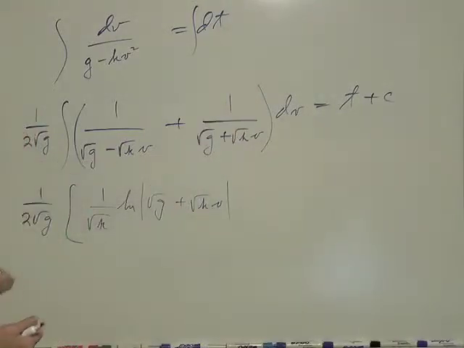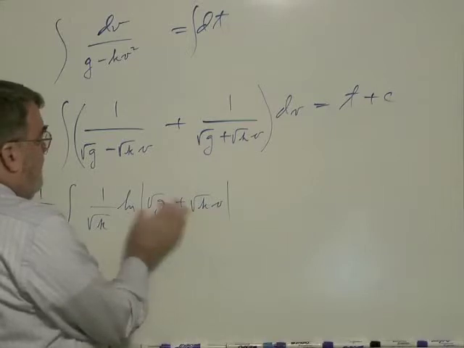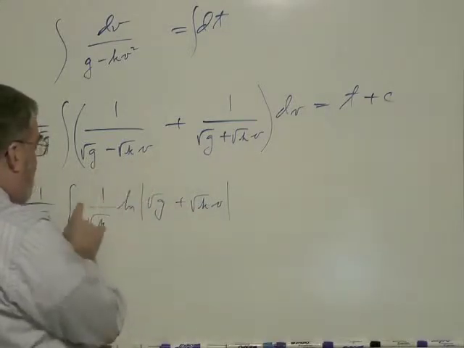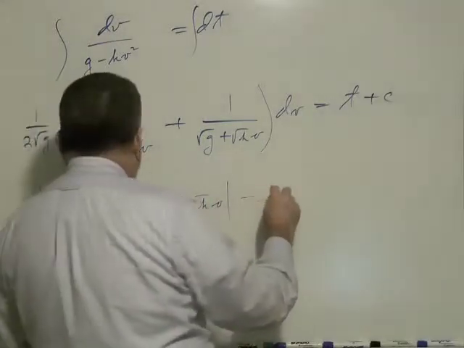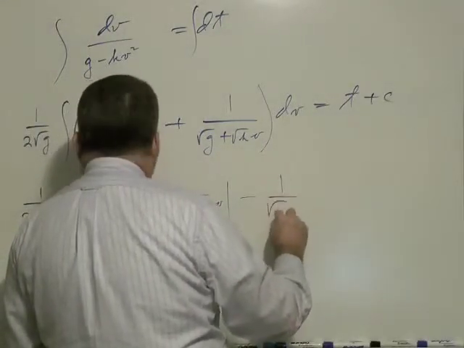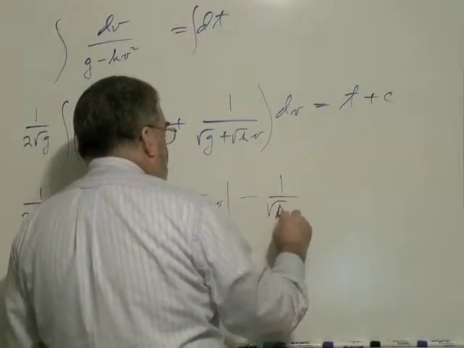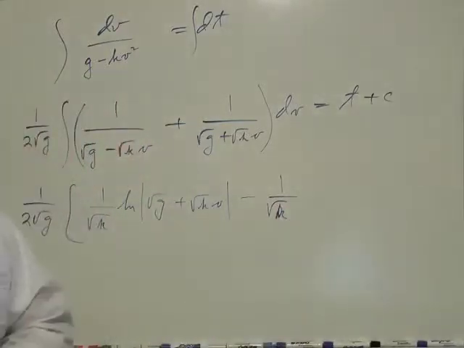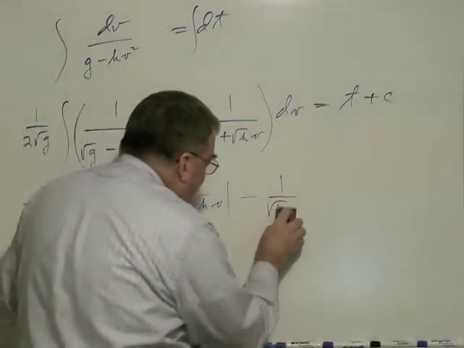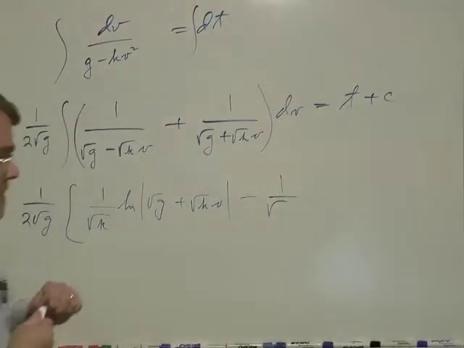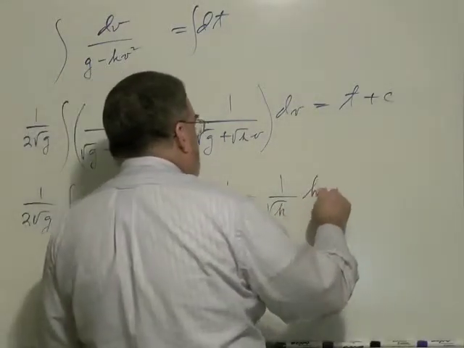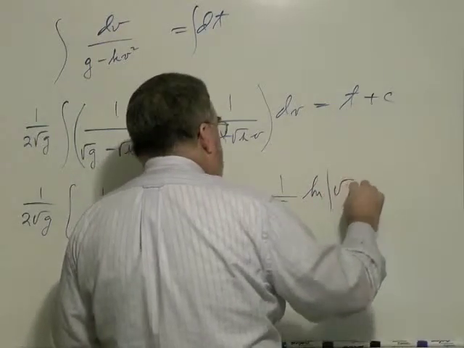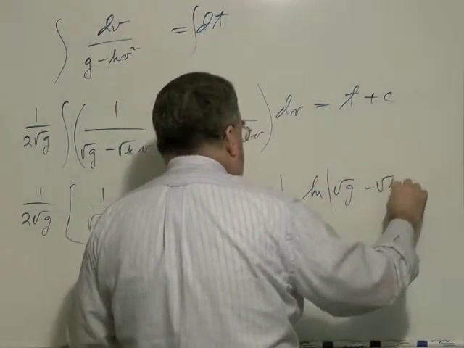And then what's different over here, when I integrate this, I need a minus sign because of the negative. So this will be minus 1 over the square root of k. Hope my k's are legible. Let me rewrite that k there. Square root of k. There we go. And we have natural log absolute value square root of g minus the square root of k times v.